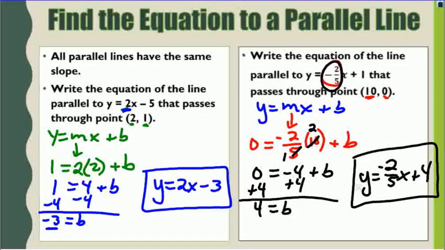That is our lesson today on complex fractions and finding the equation of a parallel line.